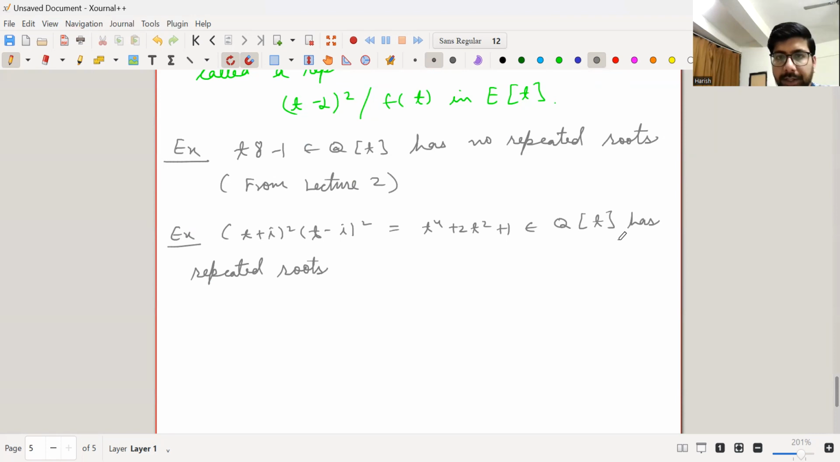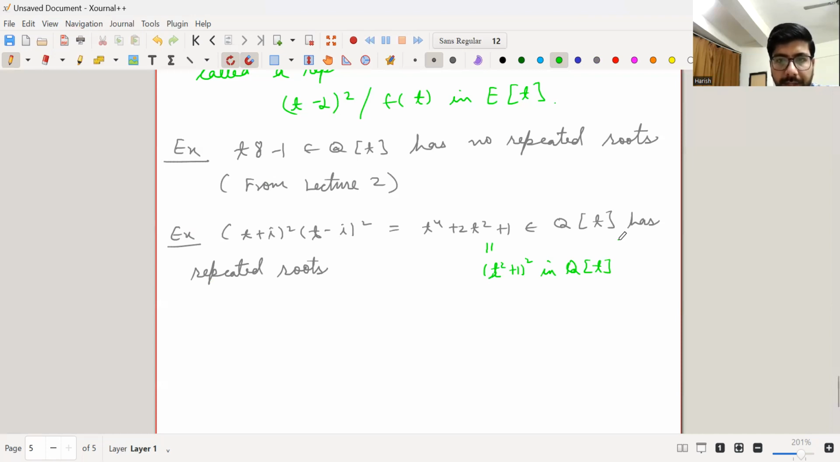right? So in Q[t], you can only reduce it as the square of the polynomial t square plus 1, right? So this is equal to (t square plus 1) whole square in Q[t], but you cannot further reduce it in Q[t] because it has no iota and minus iota, right?